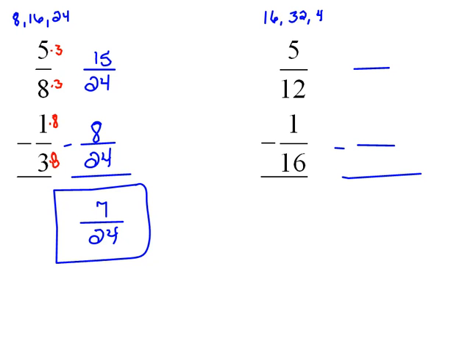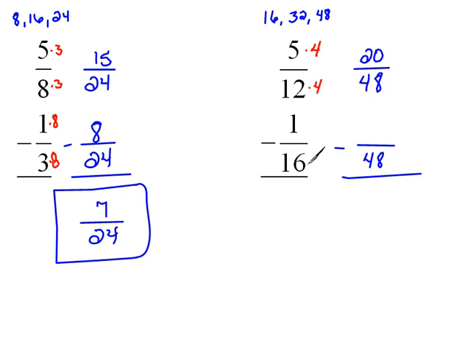16 times 3 is 48. 12 will go into 48. So that is our common denominator. Now 12 times 4 is 48, so we do the same thing to the numerator. 4 times 5 would be 20.